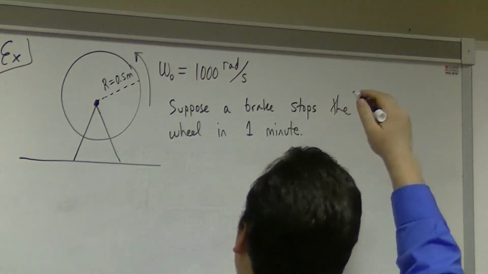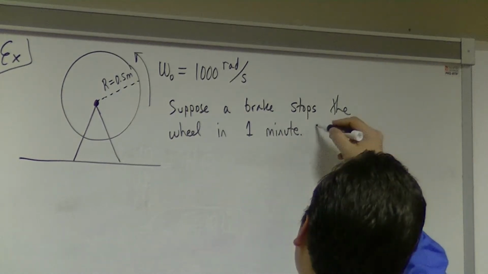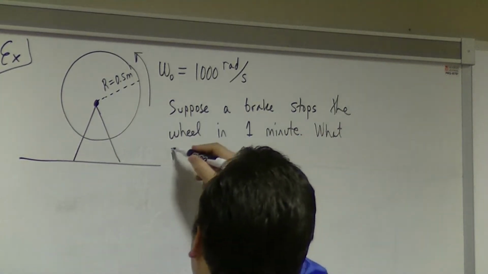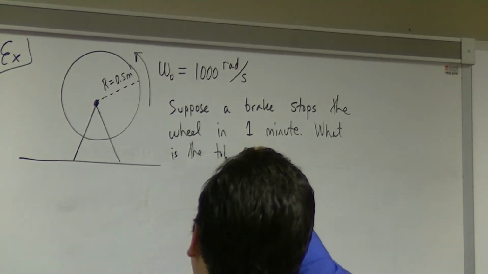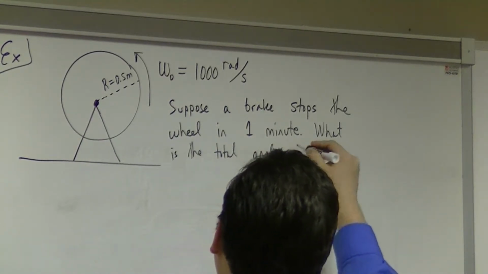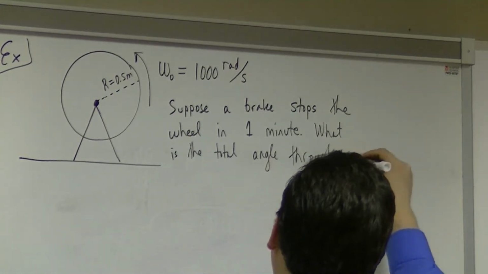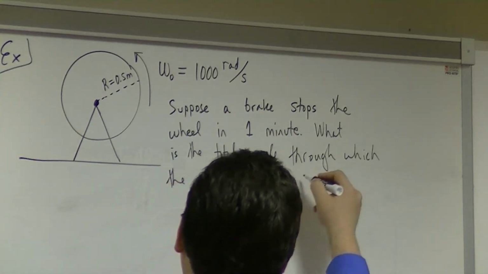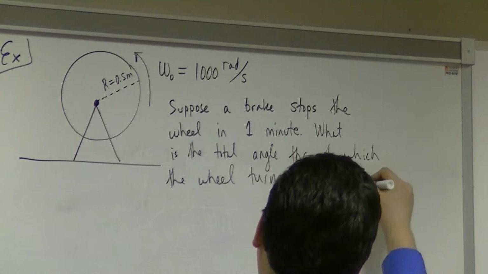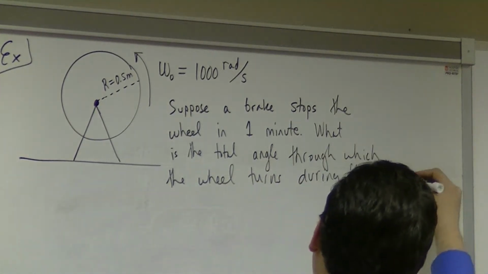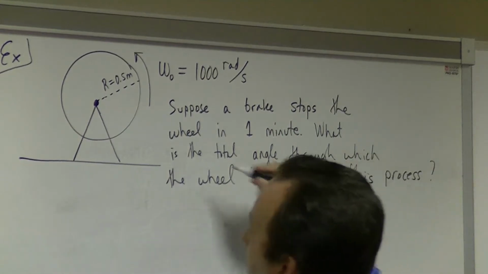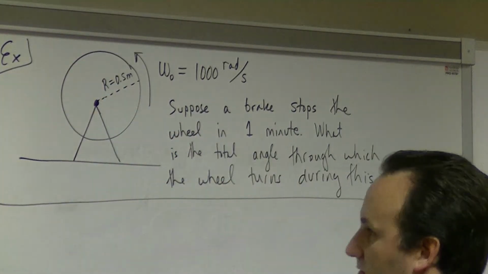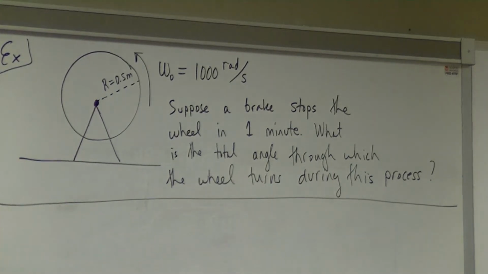So I can ask questions, right? Like, what is the total angle through which the wheel turns during this process? That's the change in theta. And I could ask, what's the total number of revolutions of the wheel? I could also ask, how much arc length would a point on the wheel trace out? Those three questions are very much related. So how would you solve this problem?